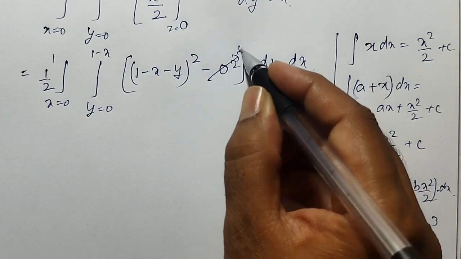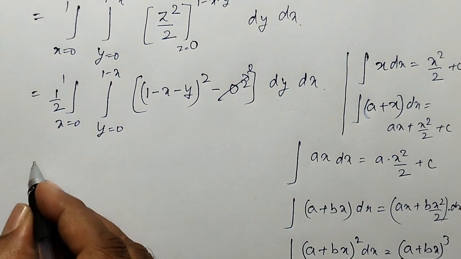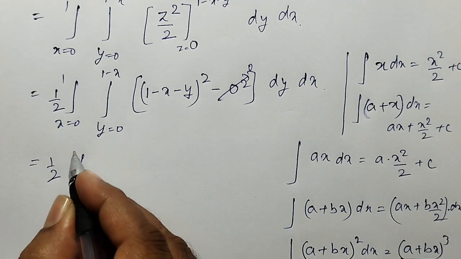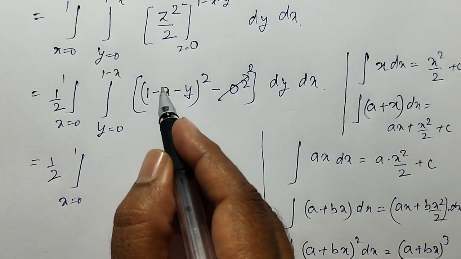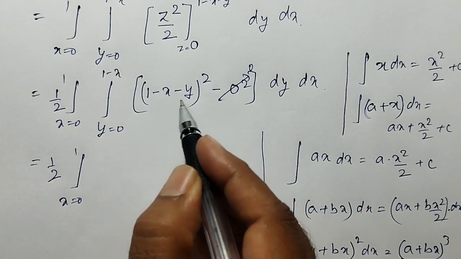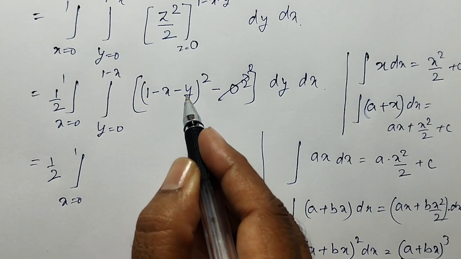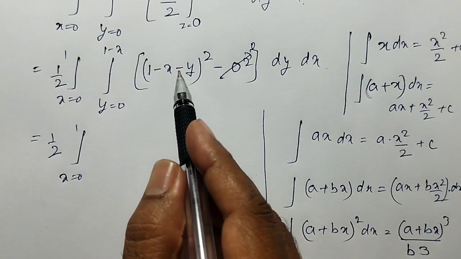Anyhow, this is my 0. This integration I have to do with respect to y. That is 1 by 2 times integration from x equal to 0 to 1. Okay, 1 minus x is your constant because you are integrating with respect to y here. Okay, and its coefficient, if you are comparing with this one, here its coefficient is minus 1.